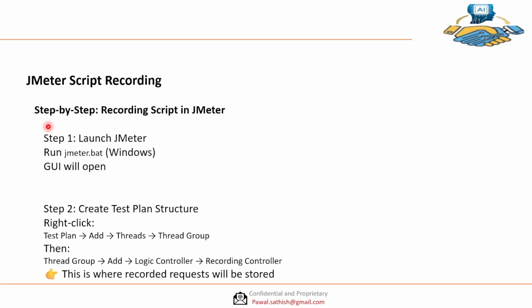Now we'll see step by step how to record a script in JMeter. First, we need to launch JMeter using the JMeter.bat file. The GUI will open. Once the GUI is open, we need to create a test plan. As we discussed in our earlier video, we right-click Test Plan and add a Thread Group. After that, we need to add a logic controller, the Recording Controller. This is where recorded requests will be stored.